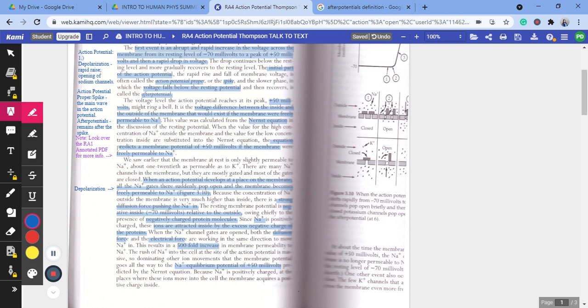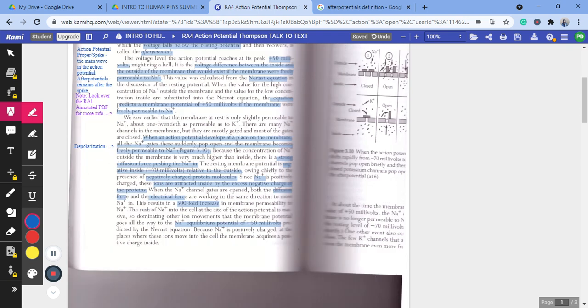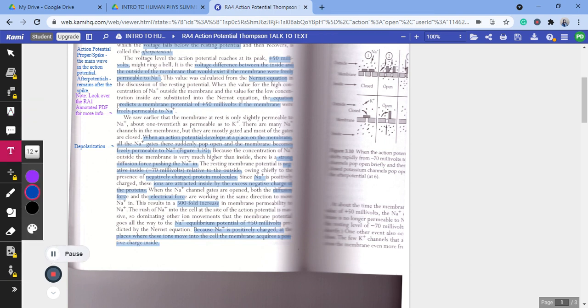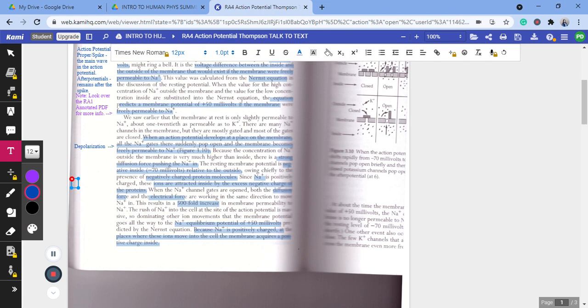Because sodium is positively charged, at the place where these ions move into the cell, the membrane acquires a positive charge inside. So basically what this whole paragraph is trying to say is that because there are many sodium ions on the outside of the axon and the inside of the neuron is negative relative to the outside, these sodium ions basically rush into the neuron. And it's mentioned that sodium has a positive charge, so the neuron becomes more positive and becomes depolarized.